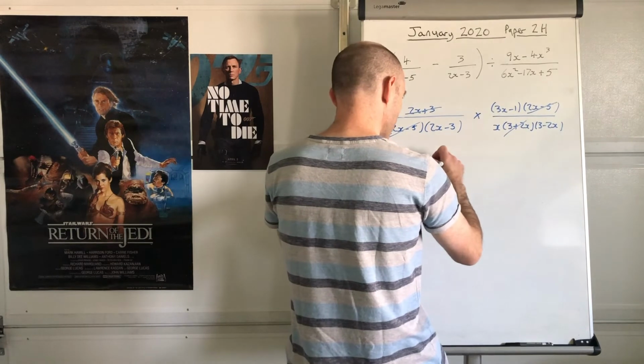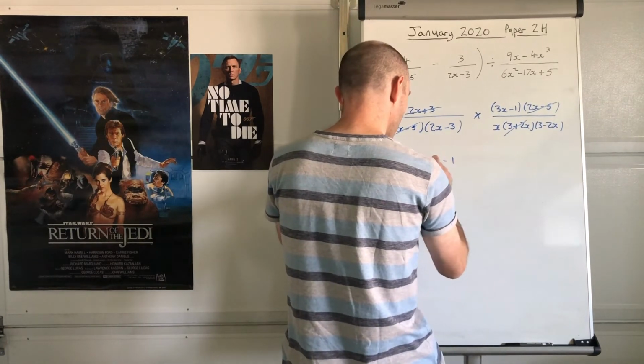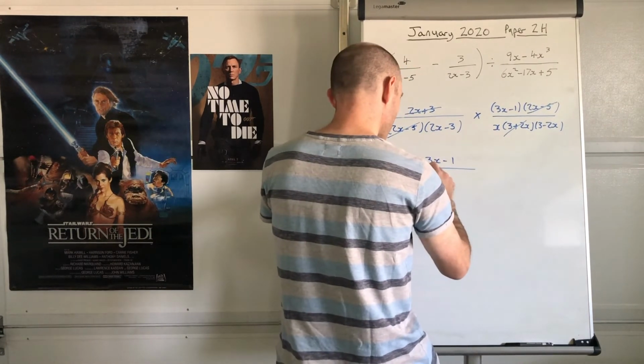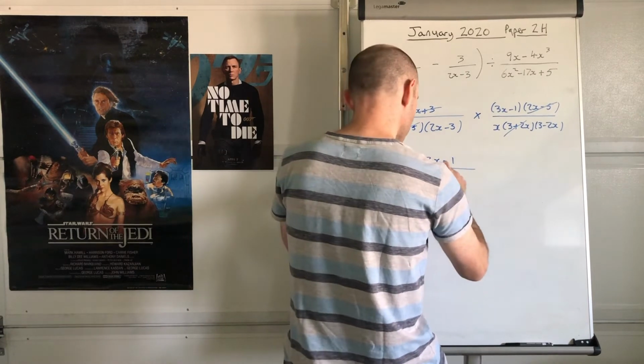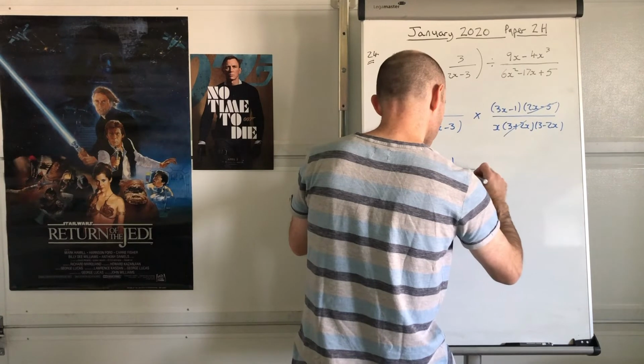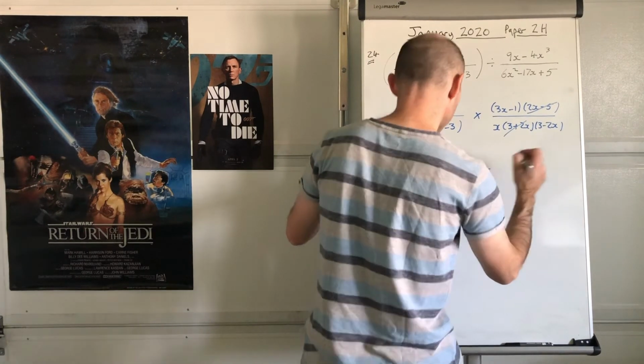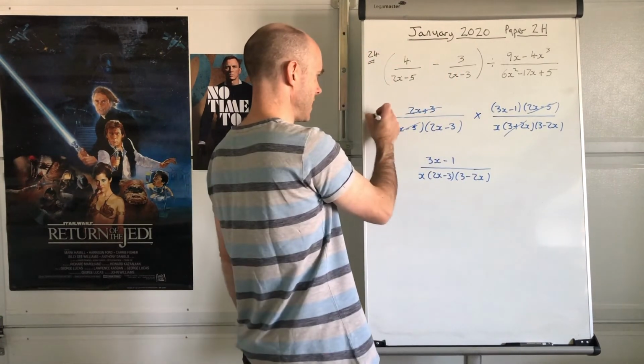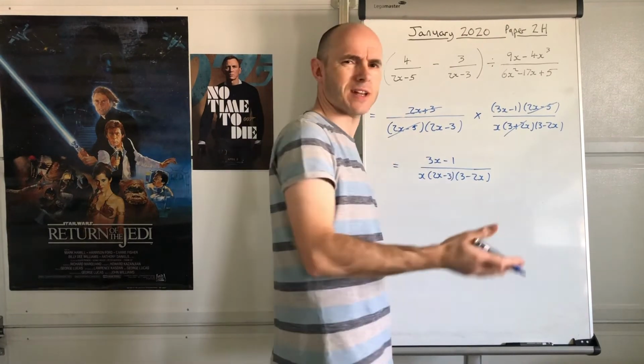So I've got 3x minus 1 on the top, and on the bottom I've got x, and I've got that 2x minus 3, and I've got that 3 minus 2x. And that is it. That's my final answer. I'm just going to write equals to make it slightly better.